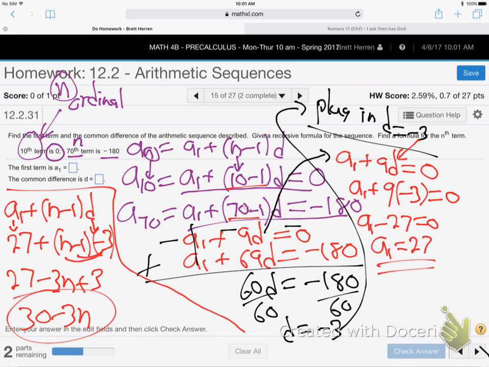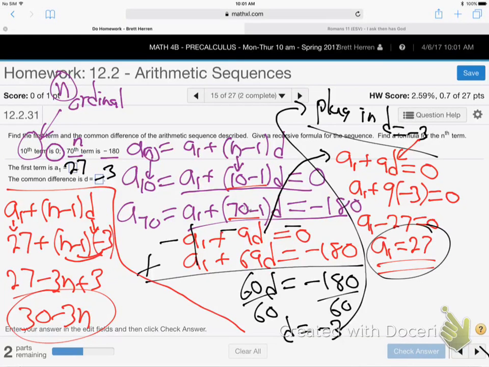Does that make sense? So they're asking for the a1 and the d right here. What is the a1? The a1 is 30, right? Oh no, 27. I'm confused. The a1 back over here was 27. The d was negative 3. These are two parts done. What else do they want?